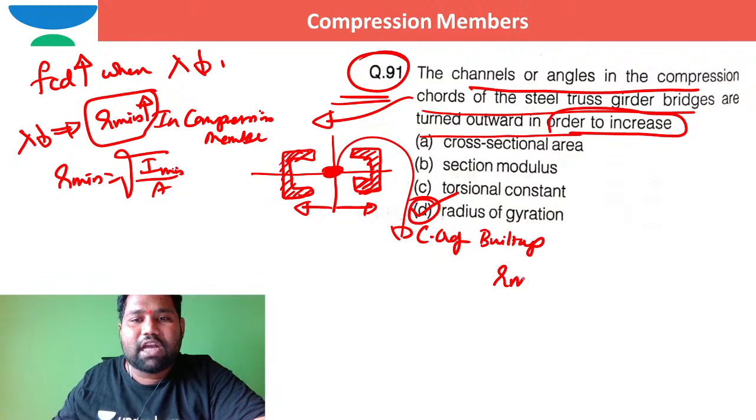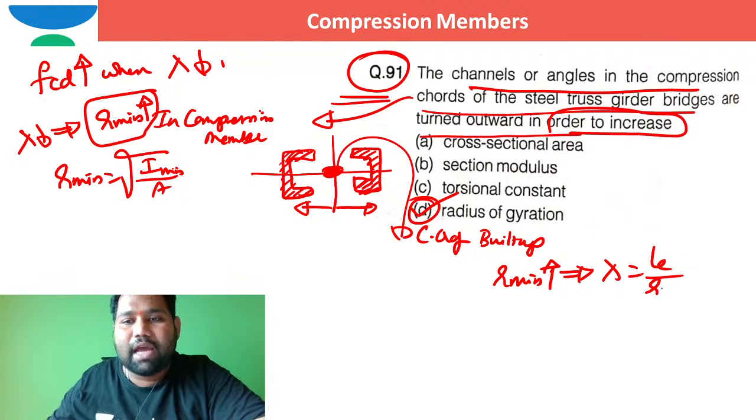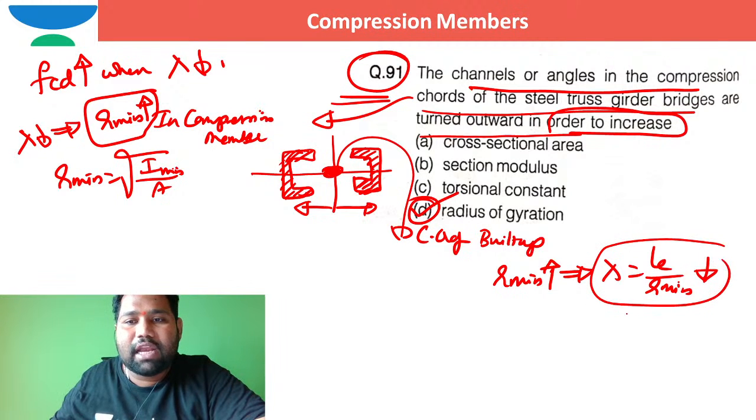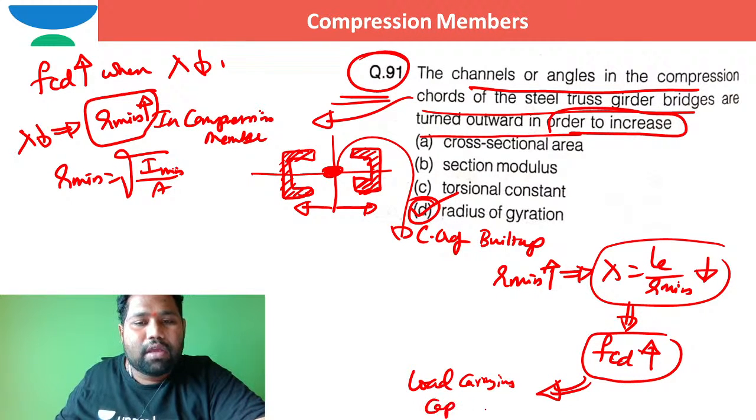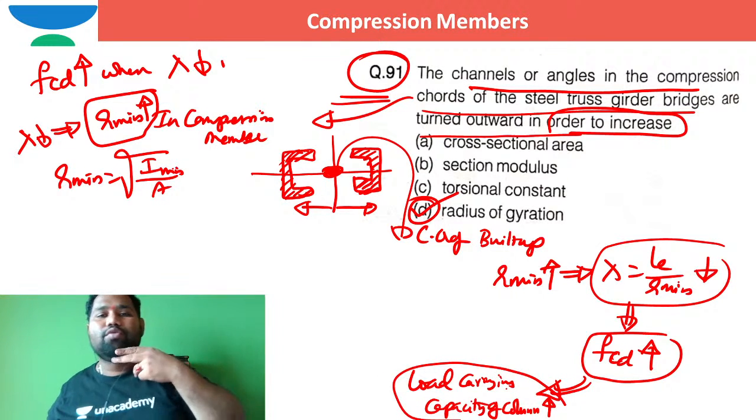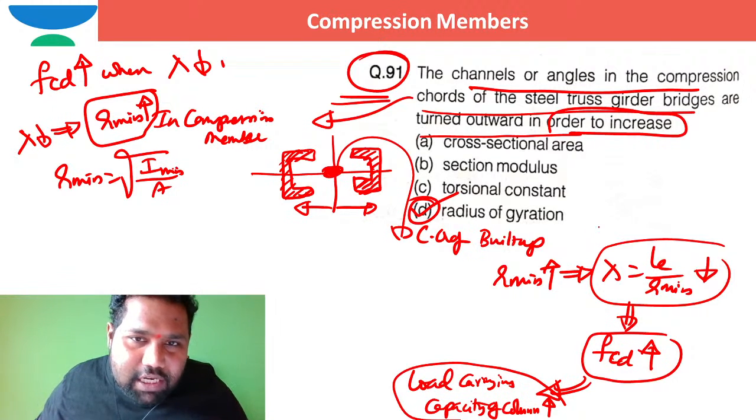When the radius of gyration r minimum is increasing, then the slenderness ratio lambda, which is L_E by r minimum, will decrease. When lambda is decreased, then obviously I can say f_cd, the design compressive stress of the column, increases. When f_cd increases, the load carrying capacity of the column increases. This is how we can do it. So the correct option is D for Detroit.